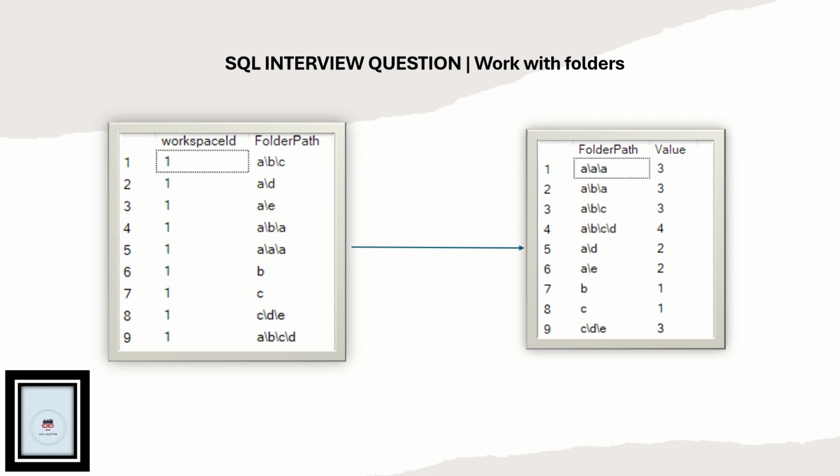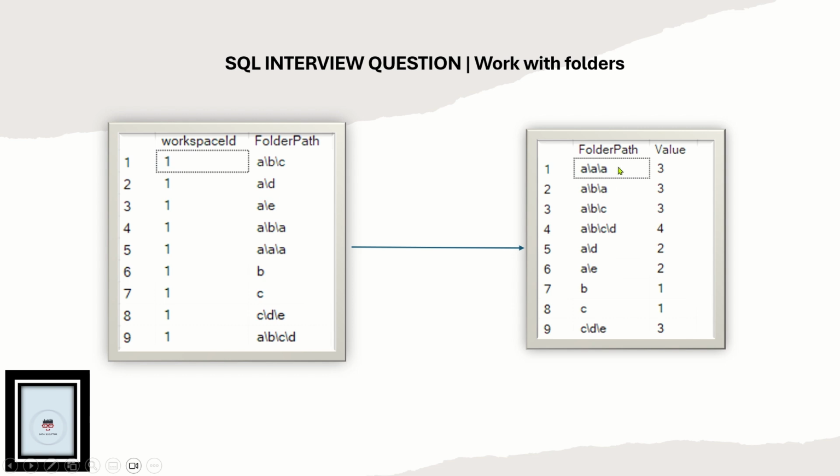Today we are going to see another interesting SQL question. This time we have a table named workspace folders, with a column workspace ID and a column folder path. For every workspace ID you have the folder paths that are present, like A/B/C, A/D, A/E and all. So this is the output.